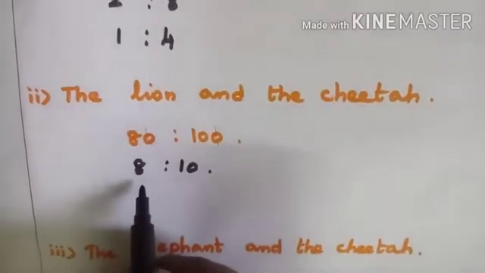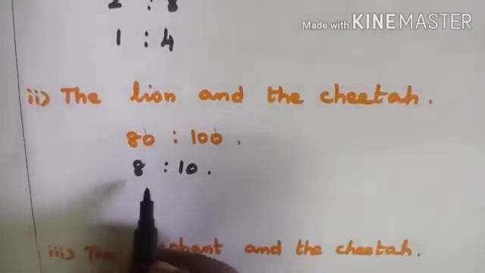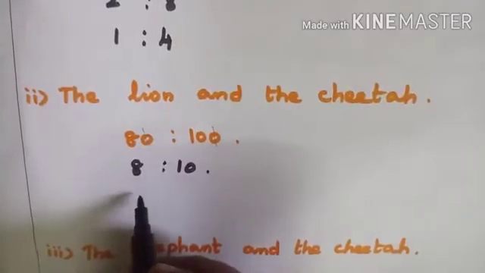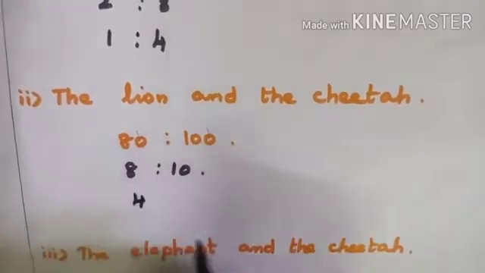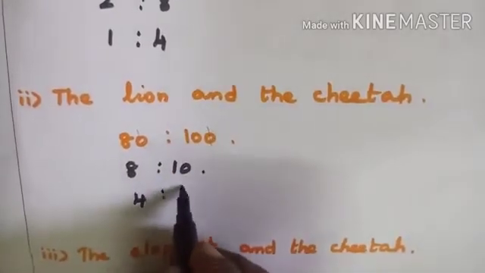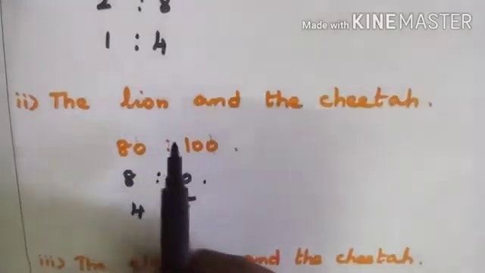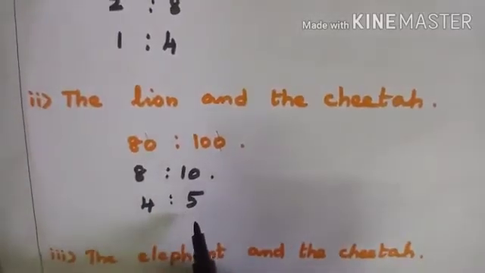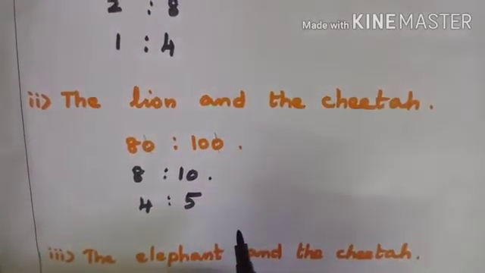Therefore, you see here 8 is to 10. Now, we can strike this again in 2 table. 4 2s are 8 and here 5 2s are 10. Therefore, 4 is to 5 is the simplified form.